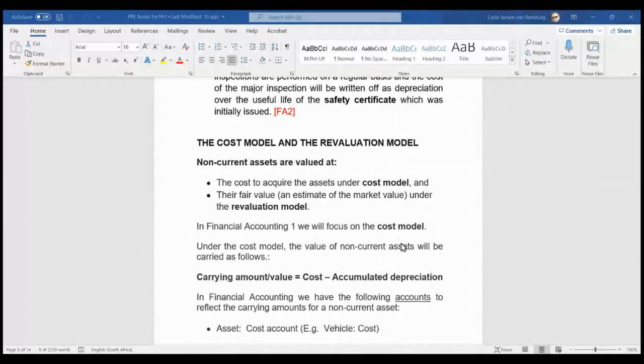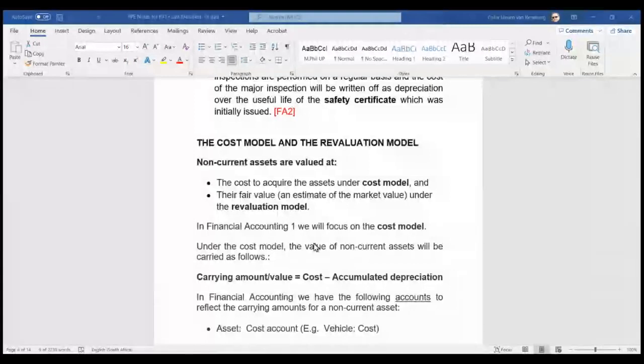You illustrated for us, you already see the reasoning behind that. But then generally all other kinds of property, plant and equipment will lose value for as long as you keep on using it, right? But we are going to focus on the cost model in financial accounting one.